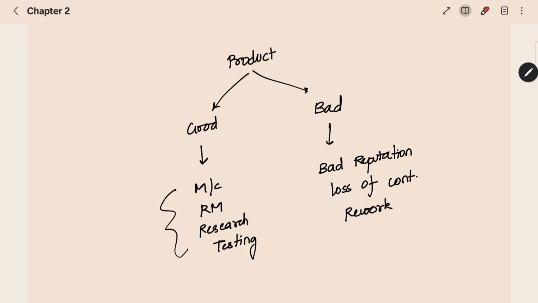If you opt for good quality, you have to invest on machinery, for research, for creating a good product, you have to invest the money.